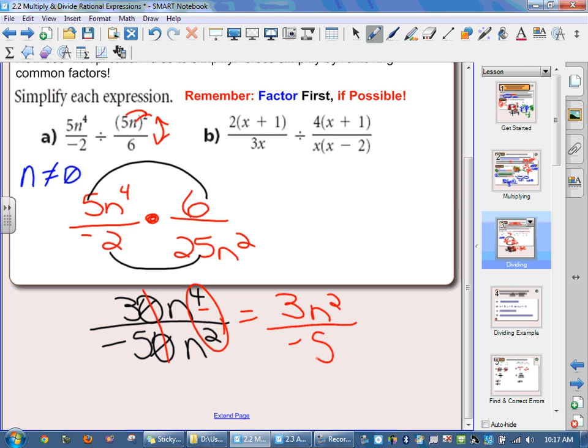Okay? Whichever way you find easiest is the way I'd like you to do it. If you found that cross-cancel stuff too confusing, do it this way. Okay?